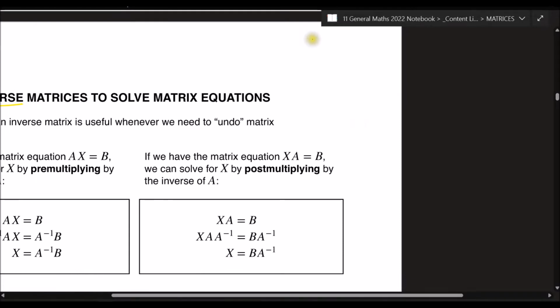So remember, if you have plus, the inverse is minus. If you have minus, the inverse is plus. If you have multiply, the inverse is divide. And if you have divide, the inverse is multiply. These are the basic inverse operations that we've learned about previously.